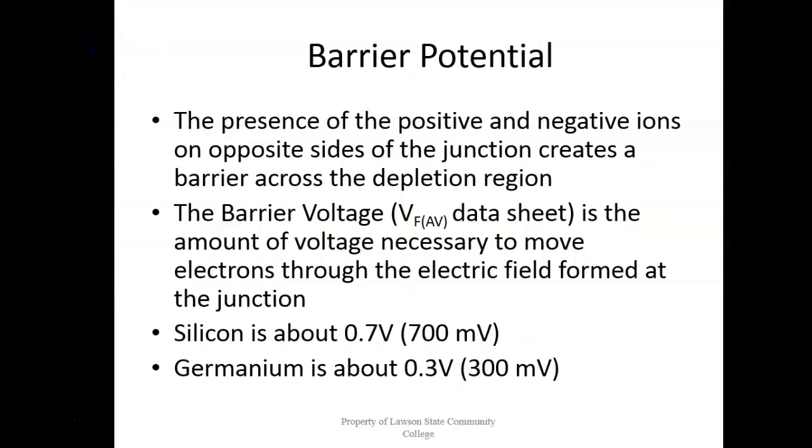So the barrier potential, this is the presence of positive, negative ions on the opposite side of the transition region. The barrier voltage, we can look this up on a data sheet. So every solid state device has what we call a data sheet. It gives you the maximum current it can handle, the maximum voltage it can handle. It also gives you the barrier voltage. They refer to this as VF. It says average, it's an average. It's the amount of voltage necessary to move electrons through the electric field formed by the junction.